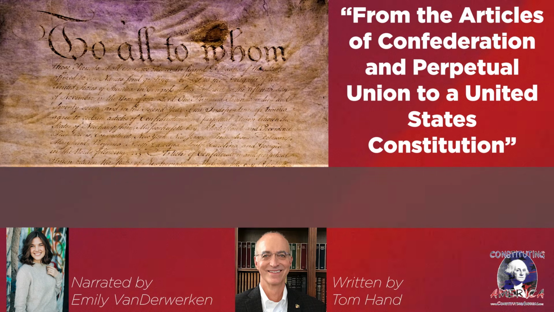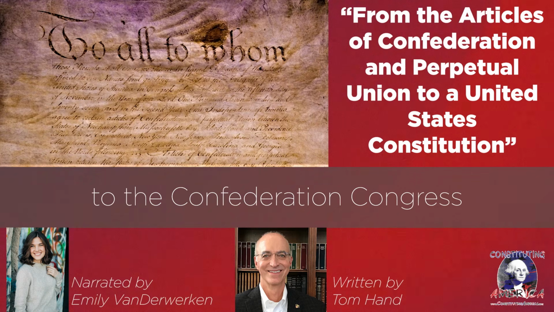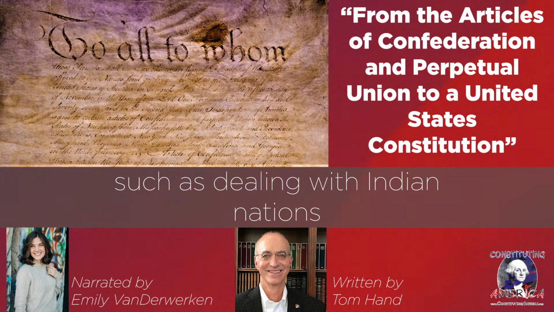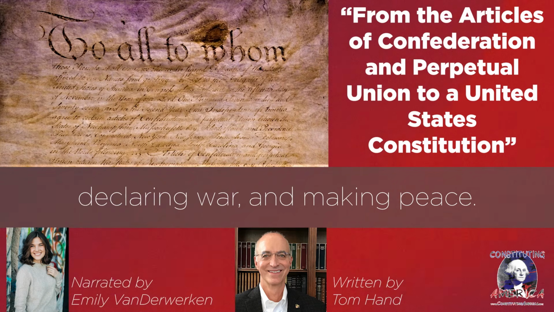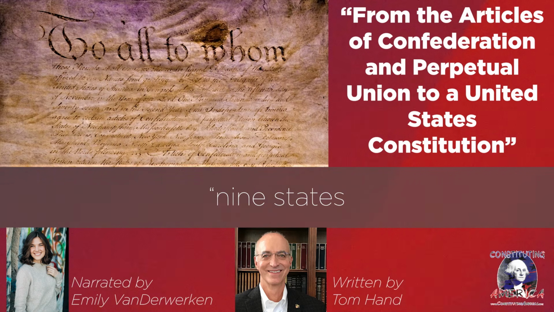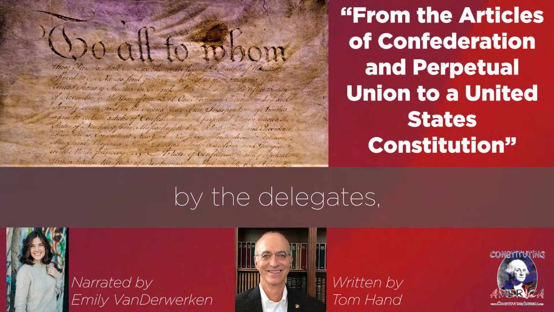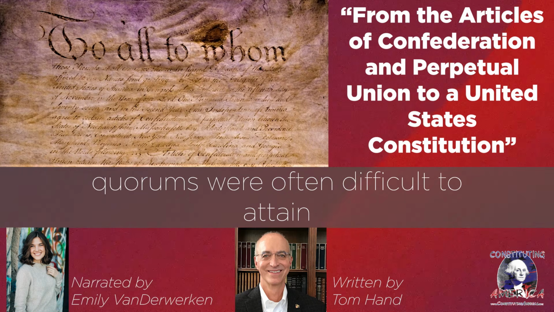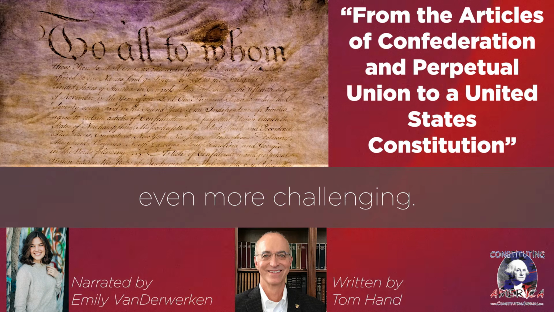Article 9 entrusted several responsibilities to the Confederation Congress, such as dealing with Indian nations and foreign affairs, to include creating treaties, declaring war, and making peace. However, the article also required 9 states' assent to virtually anything Congress wanted to do. Given the sessions were lightly attended by the delegates, quorums were often difficult to attain, which made passing any new legislation even more challenging.